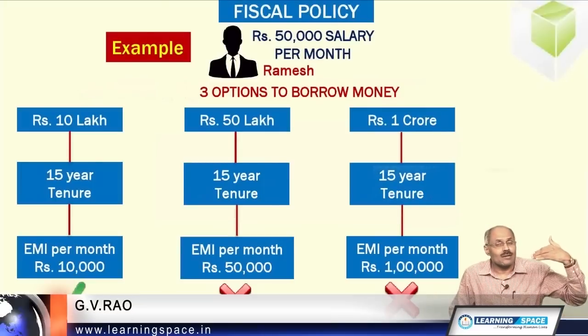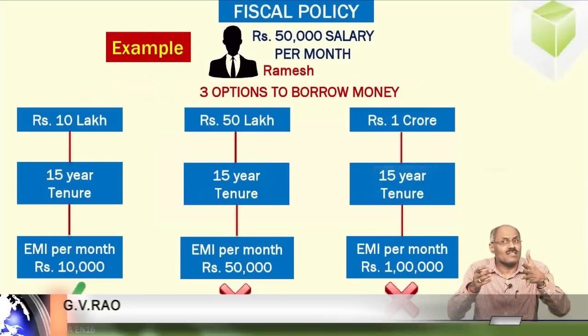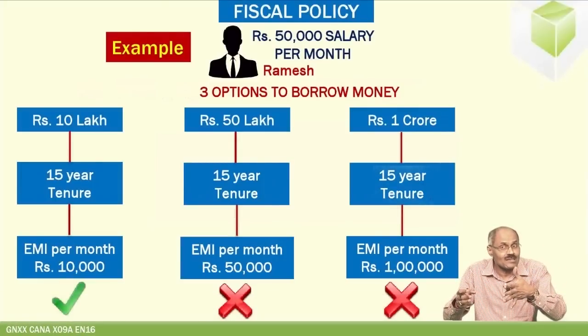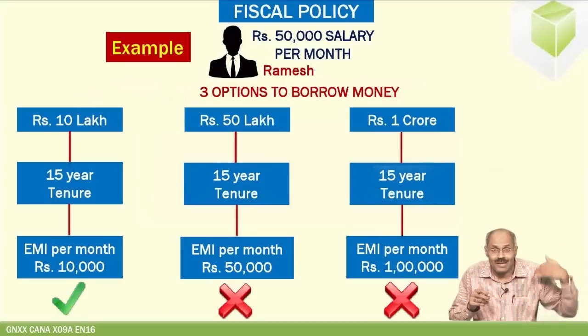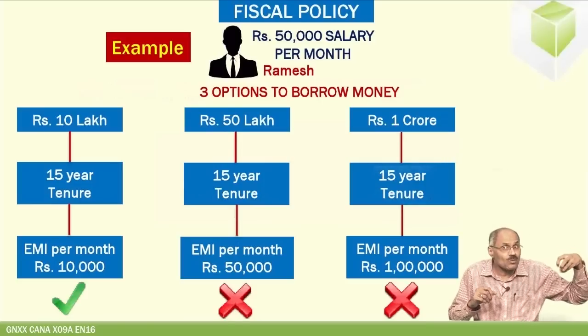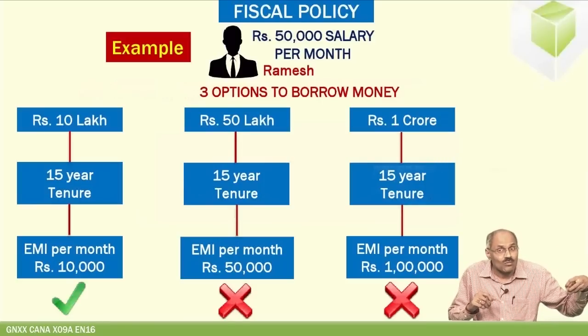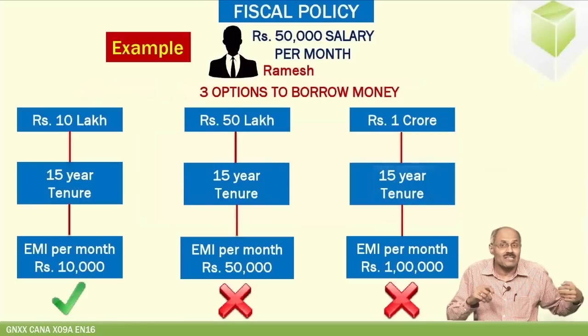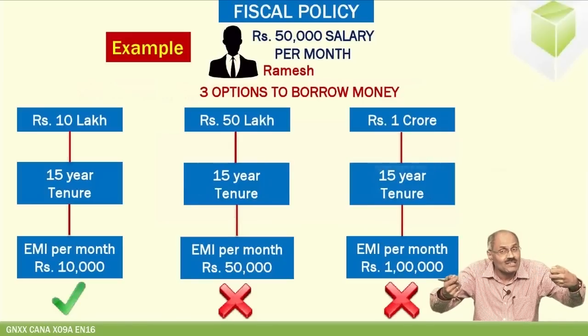Ramesh is earning 50,000 salary per month, and he has got 3 options to borrow. First option is he can borrow rupees 10 lakh over a period of 15 years. That means the repayment period is 15 years.